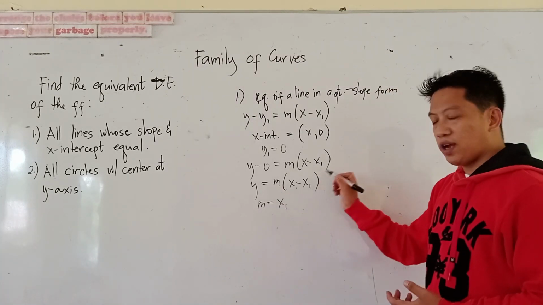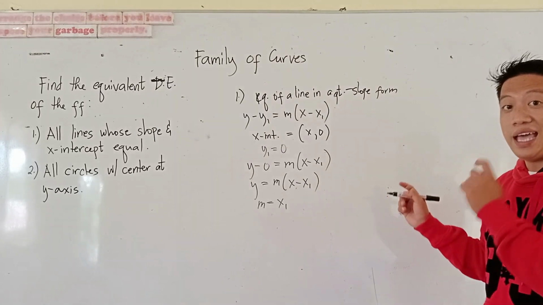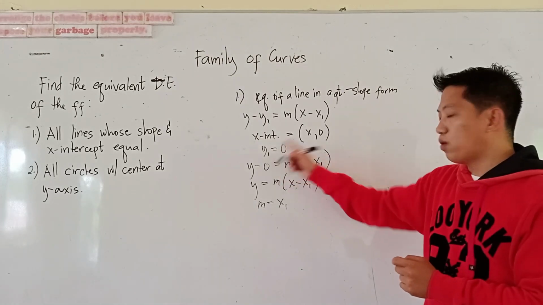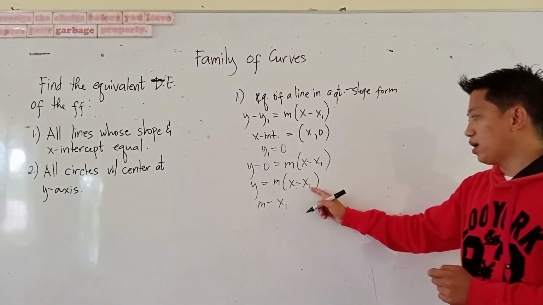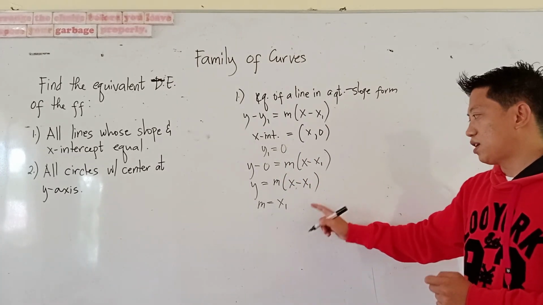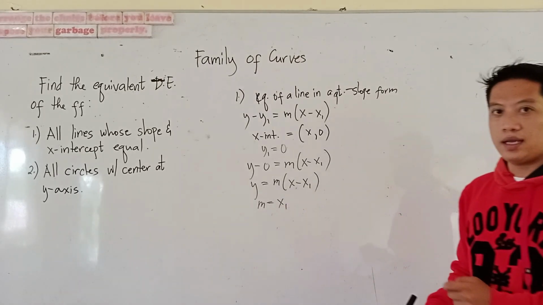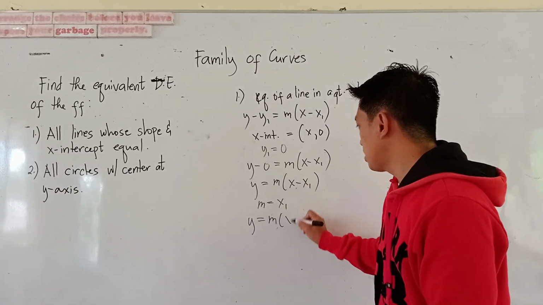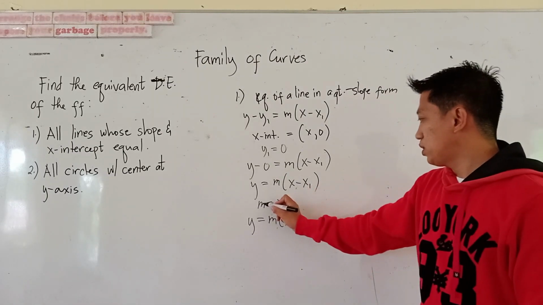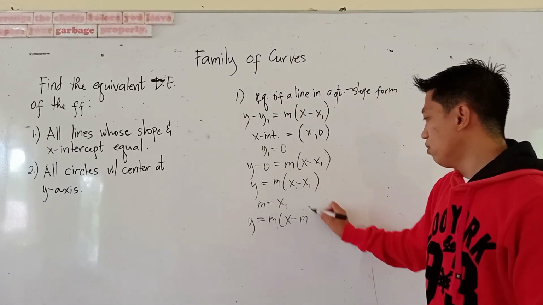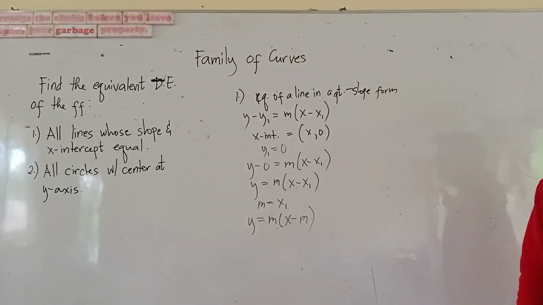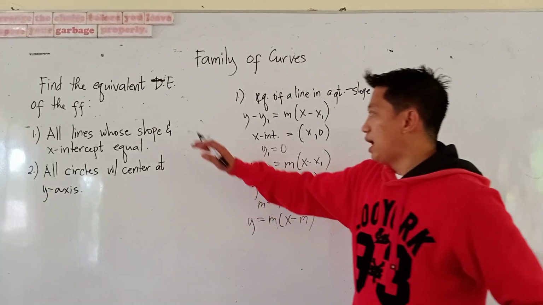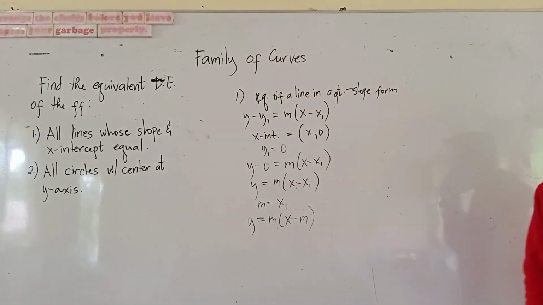Why x sub 1? So our x sub 1 here is the x or the value of the x-intercept. Just because yung y sub 1 natin is naging 0 na. So yung x sub 1 natin is the x-intercept. So m is equal to x sub 1. So we can simplify this as m times x minus, okay, substituting m to x sub 1, so we have m. So, this is the equation of a line whose slope and x-intercept equal.